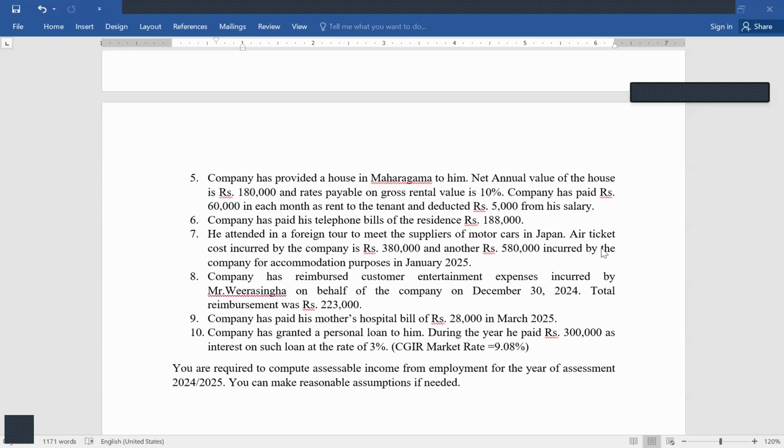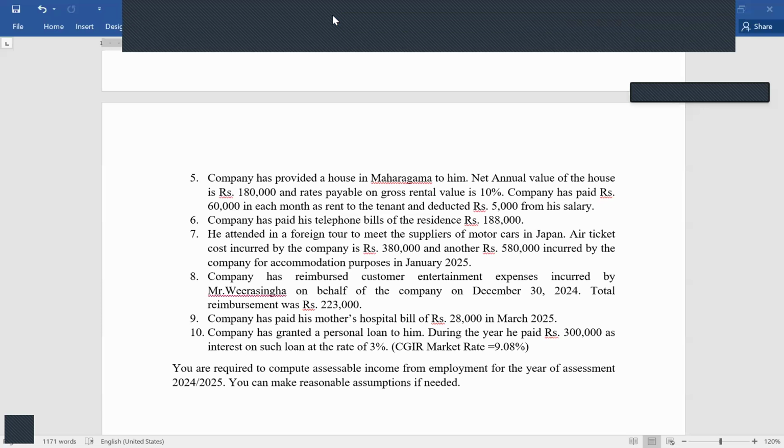අපිට ටෙලිෆෝන් බිල්ලක් රීම්බර්ස් කරනවා කියන්නෙම ඒවා ඒ ටෙලිෆෝන් බිල ගෙදර ලයින් එකට දුන්නත් මොබයිල් එකට දුන්නත් ඔෆිෂියලුත් යූස් කරන්න ඕන කියන තැන ඉඳලා. That is why we are applying 50%. But if it is an allowance, we do not consider 50%. Total amount should be liable. Then the company has reimbursed customer entertainment expenses. Customer entertainment expenses.